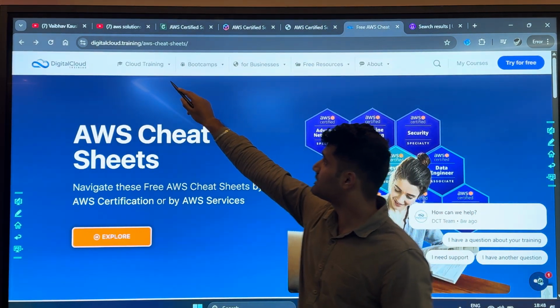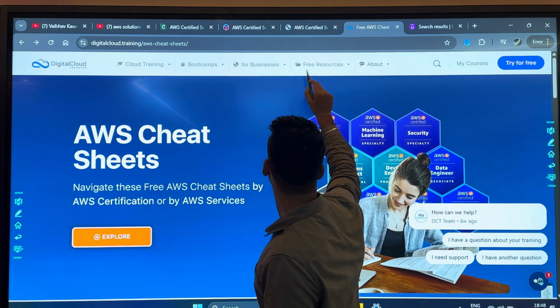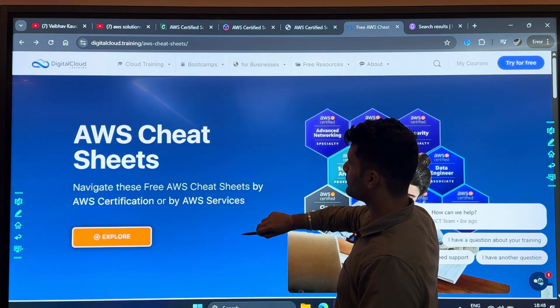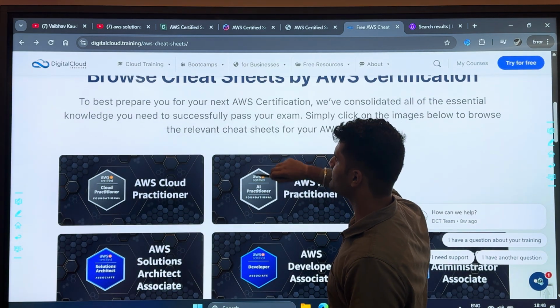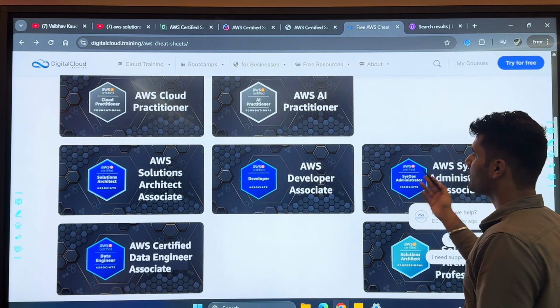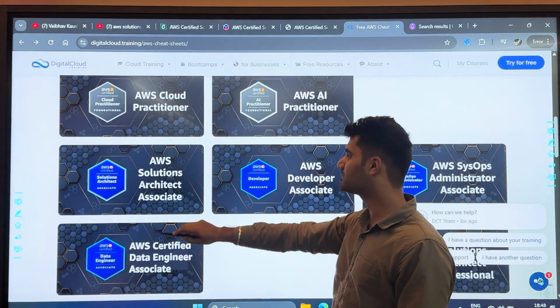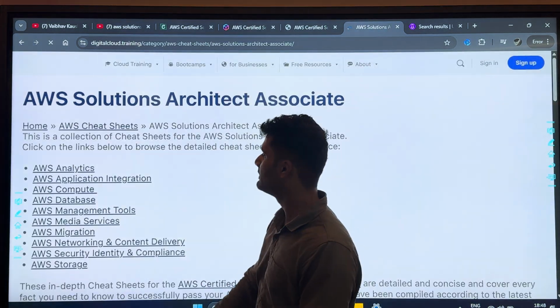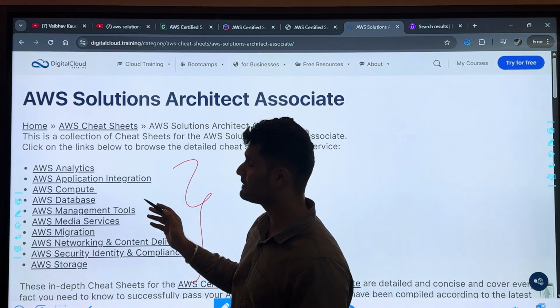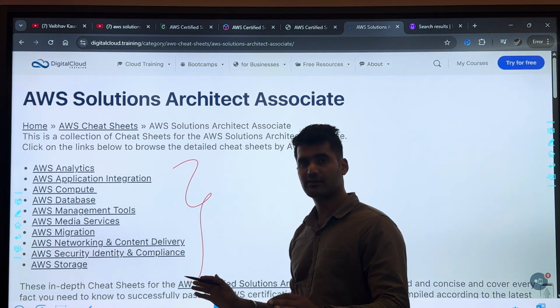You can just go to Digital Cloud Training and then go to free resources and click on cheat sheets by certification. So if you go down, they have created cheat sheets for every certification. You can see Cloud Practitioner, AI Practitioner, SysOps, Developer, Solutions Architect. For this one, we will select the Solutions Architect, right? And here you can see they have created cheat sheets specific to different services.